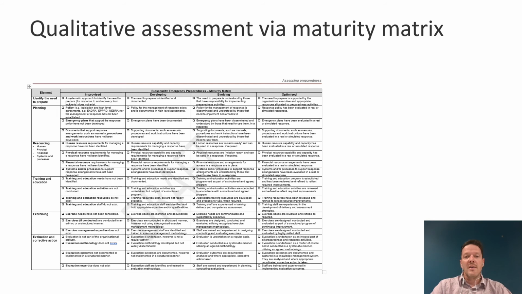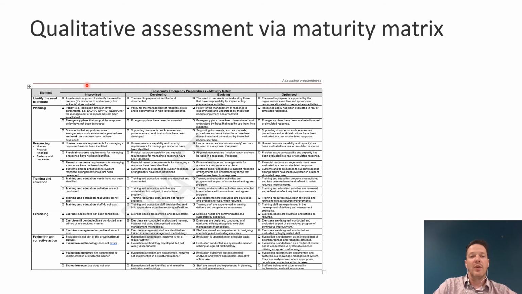It's very much a work in progress, but the approach that's being used is to undertake a qualitative assessment using a maturity matrix framework. This is an older one that just demonstrates how this method works. It's a little bit small, but you can see down the left-hand column, there's a series of areas or measures that parties need to be measured against. So first is around identifying the need to prepare, around its planning capability, resourcing, training and education, exercising, and its capacity to undertake evaluation and corrective action.